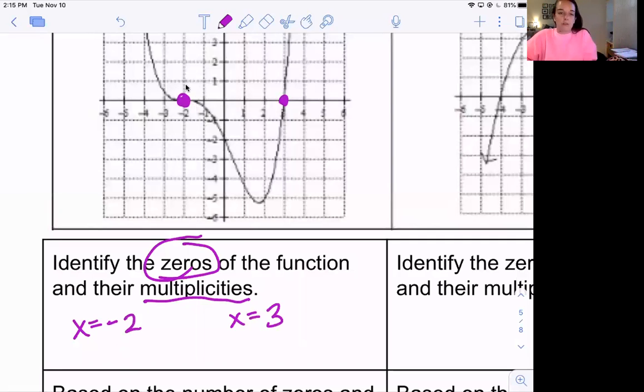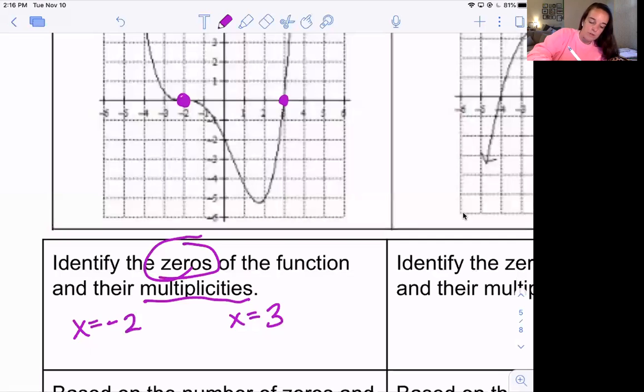What kind of root is at -2? Is it a single root, a double root, or a triple root? It's not a single root. It does this like flattening out business. It's not a double root. Double root would have to bounce back up. So what's the last one? Triple, yes. It is a triple root.